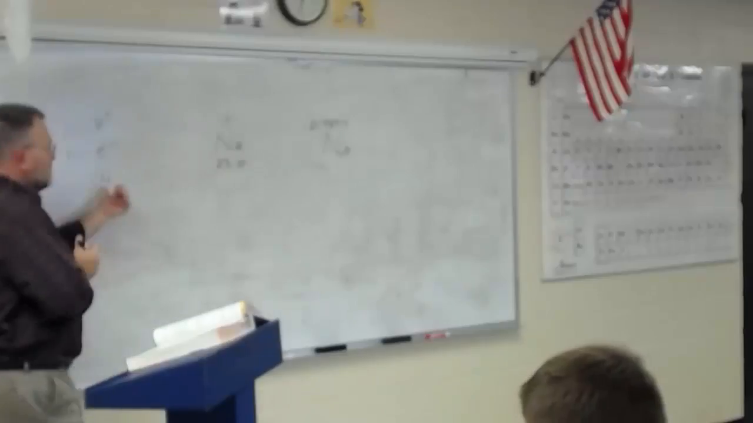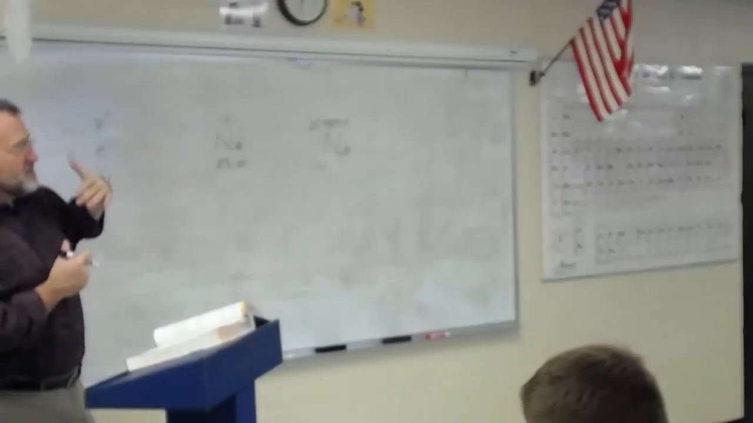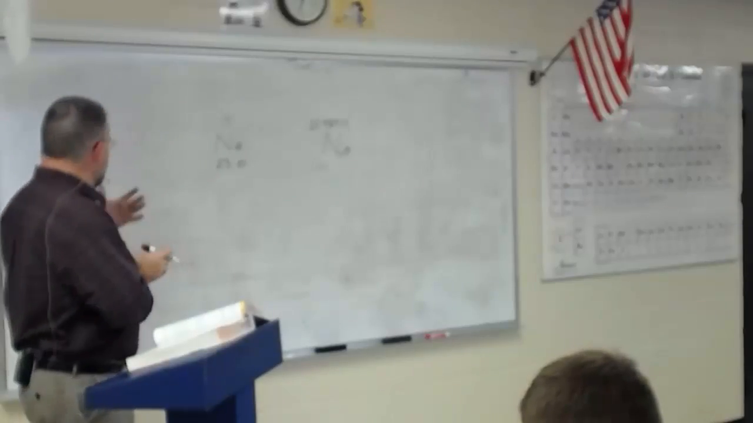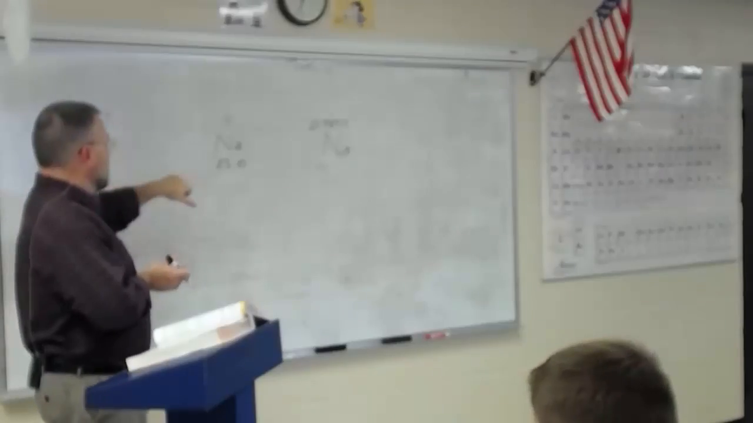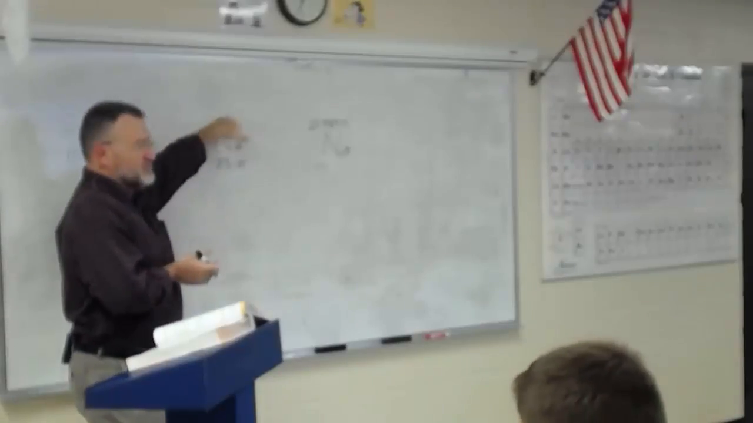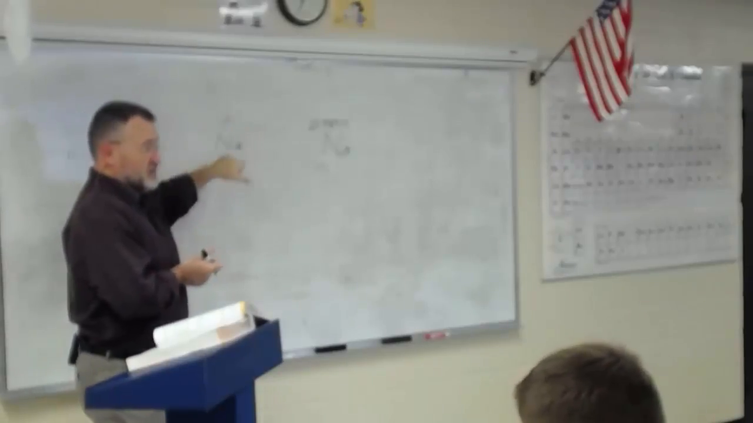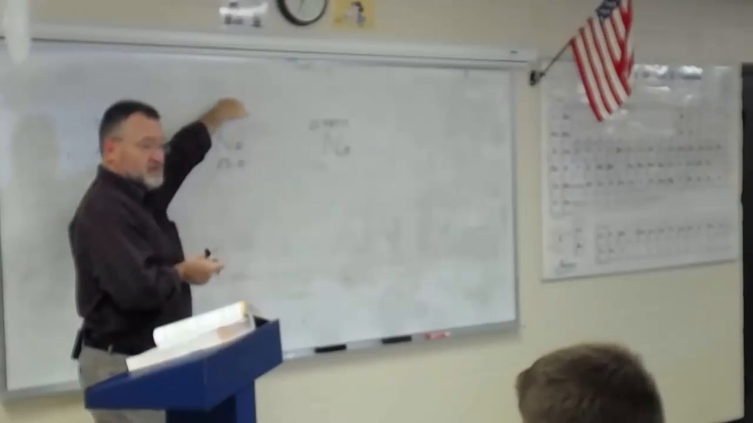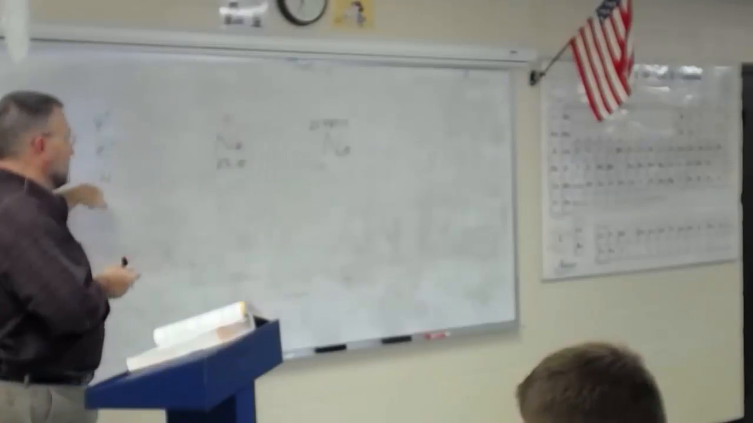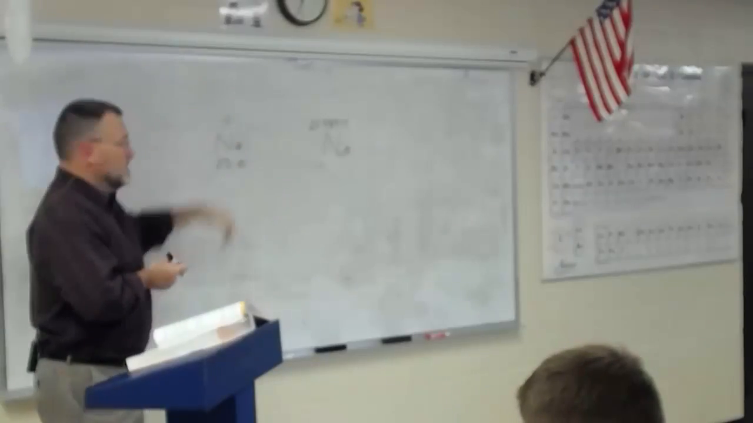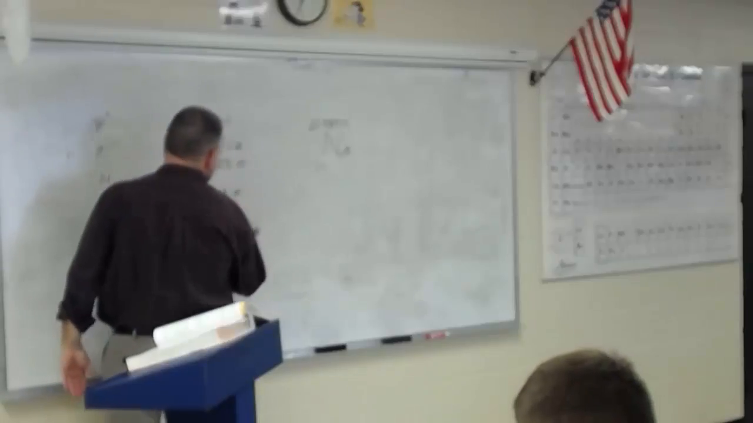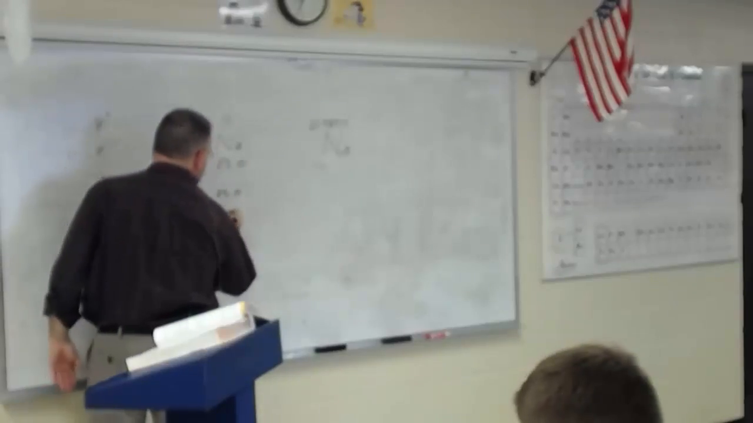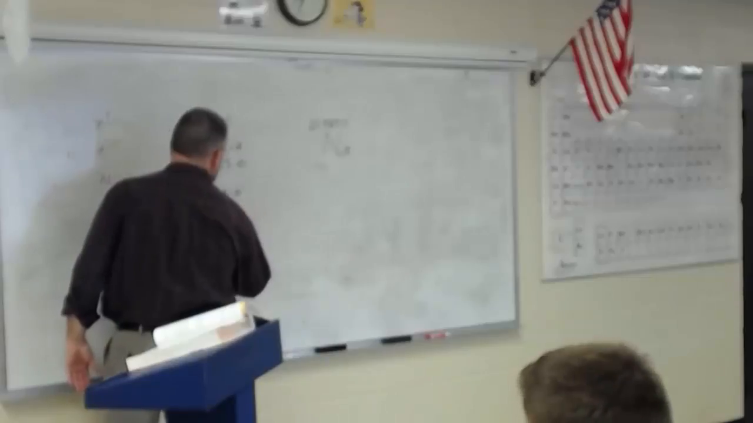So how do we figure out the number of neutrons? Well, the most simplistic way of understanding this is that the number of neutrons is equal to the atomic mass minus the number of protons. The atomic mass minus the atomic number gives you the number of neutrons. So in this case here, we have 23 as our atomic mass. We have 11 protons. Our atomic number is 11.